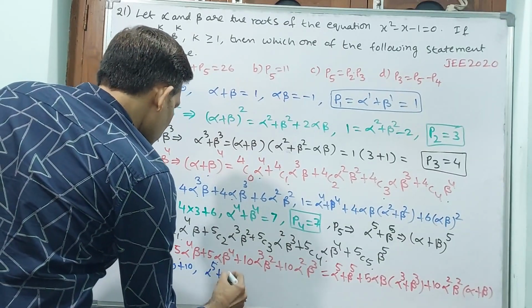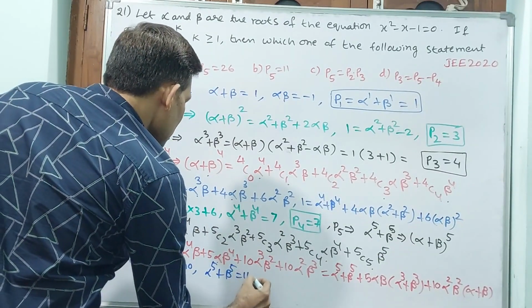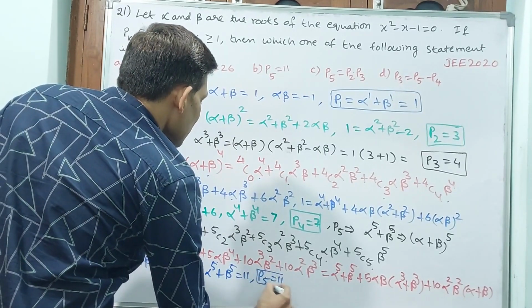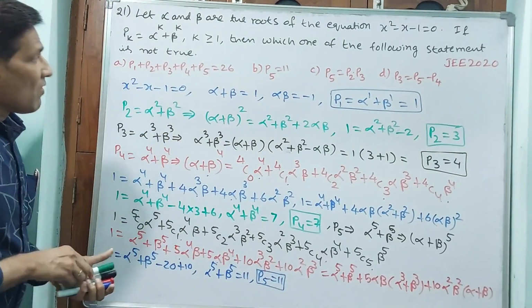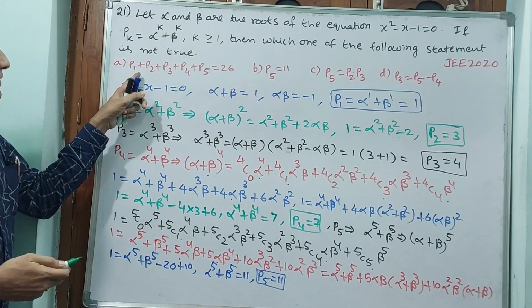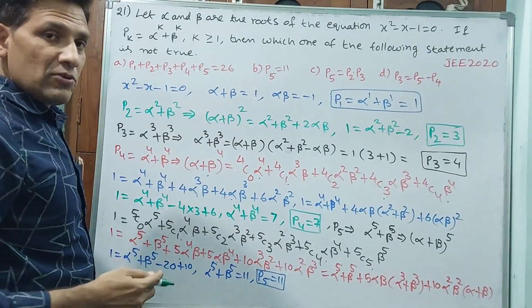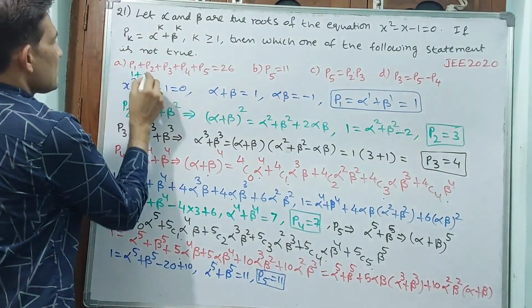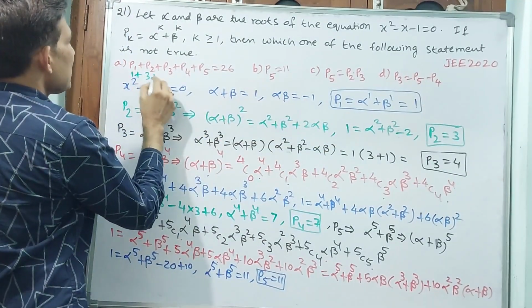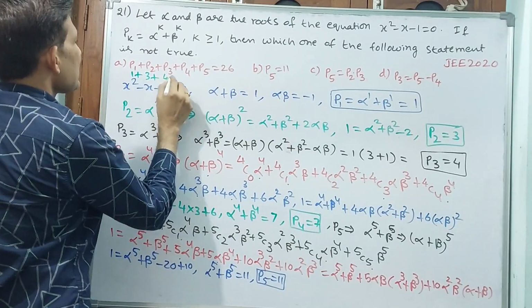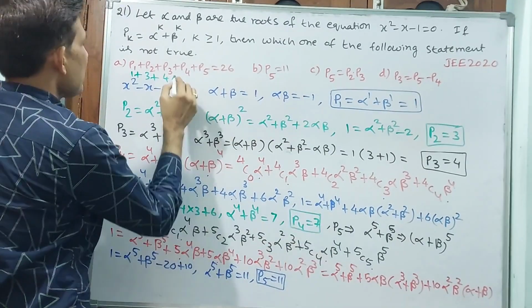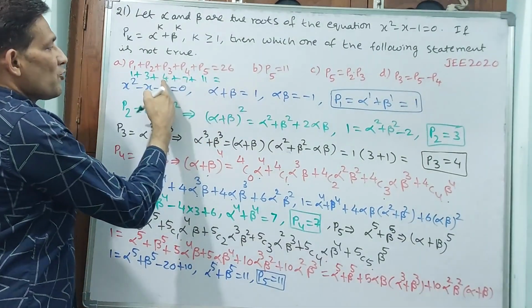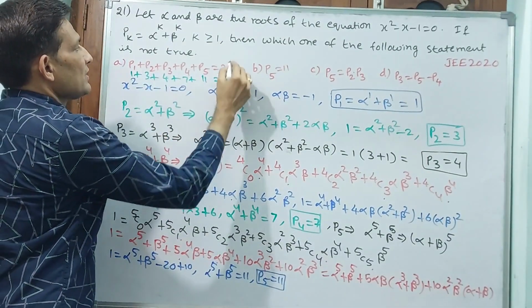Alpha to the power of 5 plus beta to the power of 5 is equal to 11. That means P5 is equal to 11. Okay, this also I am boxing. Now go back again. What do you require? See, first P1 plus P2 plus P3 plus P4 plus P5 is equal to 26. Is it correct? Yes. Why? Because you go on adding: 1 plus P2 is 3, plus P3 is 4, plus P4 is 7, plus P5 is 11. See, 18, 22, 25, 26. That means this is correct.